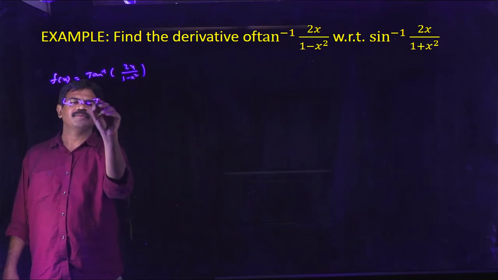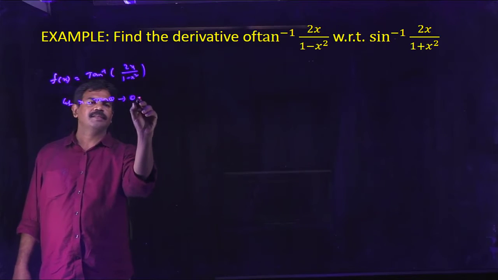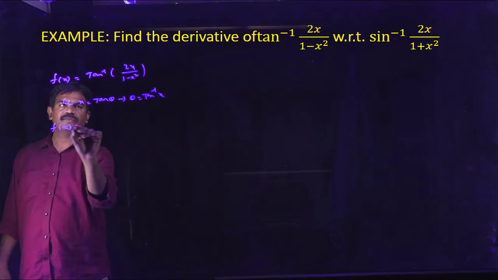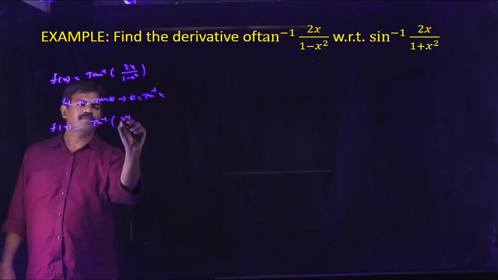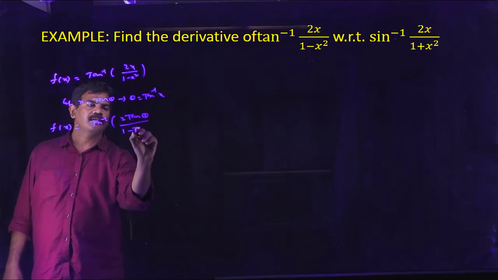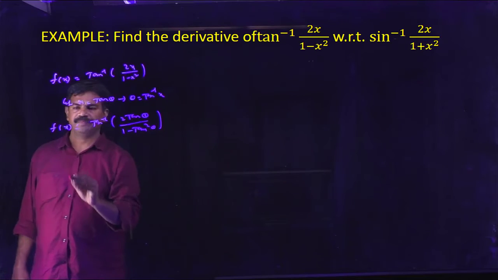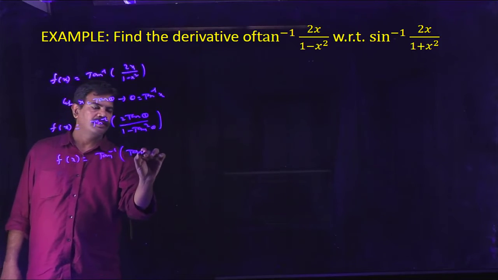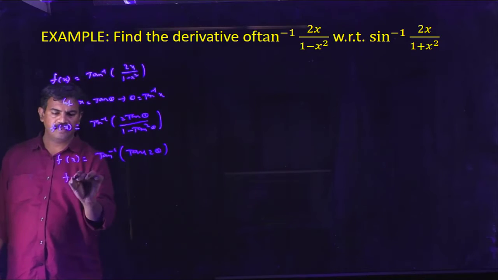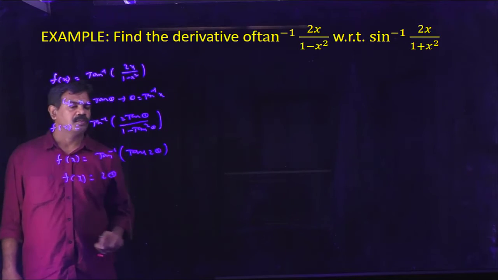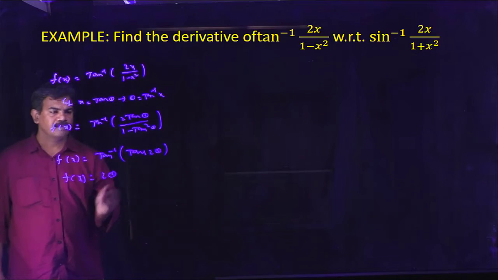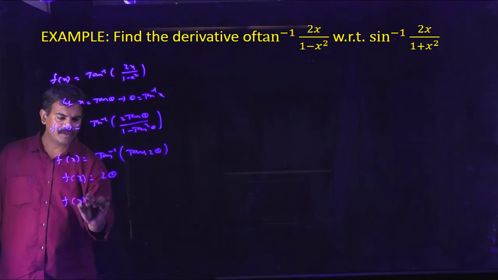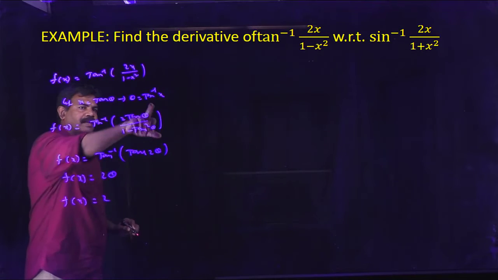Let x is equal to tan theta, that implies theta is equal to tan inverse x. F of x is equal to tan inverse of 2 tan theta by 1 minus tan square theta. F of x is equal to tan inverse of tan 2 theta. F of x is equal to 2 theta. Tan inverse and tan cancel, from inverse trigonometric functions, already we know about it. F of x is equal to 2 into theta, meaning tan inverse x.